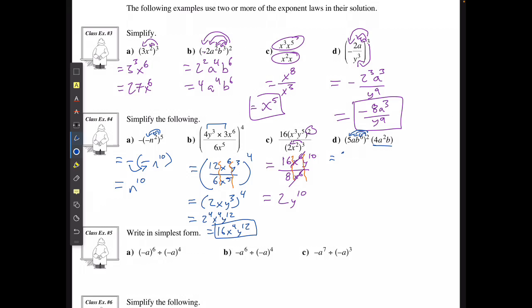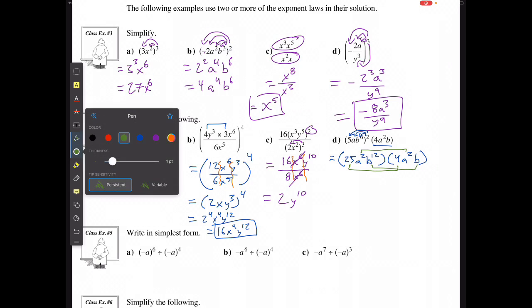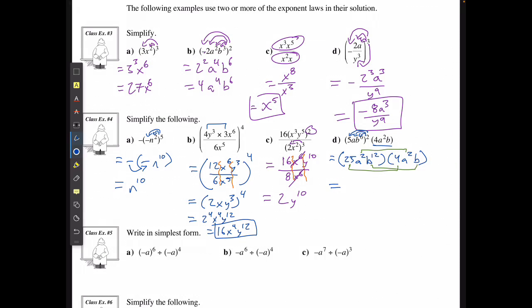I'm going to say this is equal to 5 squared is 25. I have an a to the 2 now, and b to the 6 to the 2 is b to the 12. And I'm multiplying that by 4a squared b. I need to multiply the coefficients, multiply the a's, and multiply the b's. So 25 times 4 is 100. A to the 2, a to the 2 is a to the 4, and b to the 12 and b to the 1 is b to the 13.